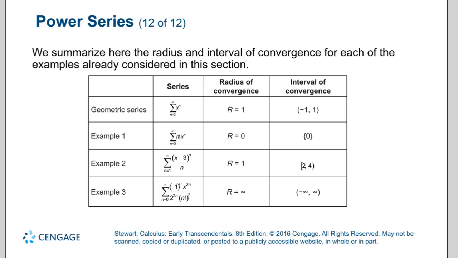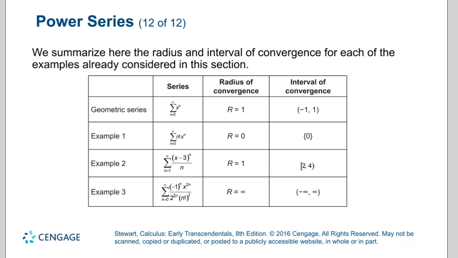When we look at this, the geometric series has an interval of convergence from negative 1 to 1, so its radius of convergence is 1. The first example that we did, when the value only worked when it was 0, has a radius of convergence of 0, because there's only one value that would work. In example 2, the interval of convergence was from 2 to 4. So the diameter is 2, so the radius is 1 in that situation.